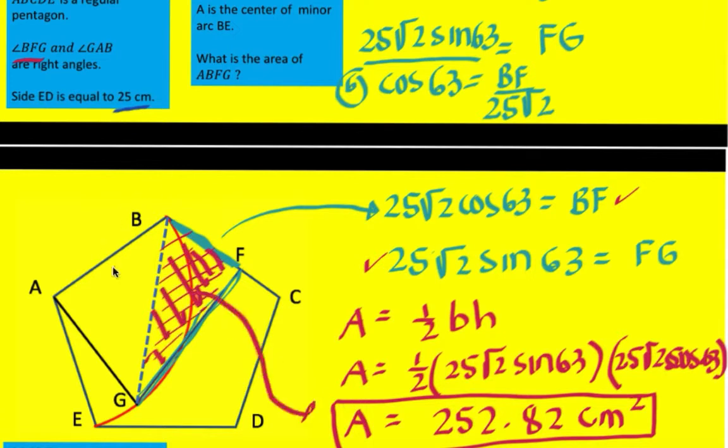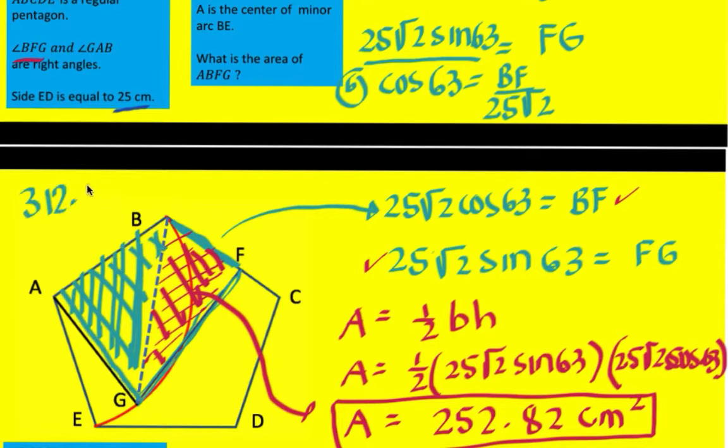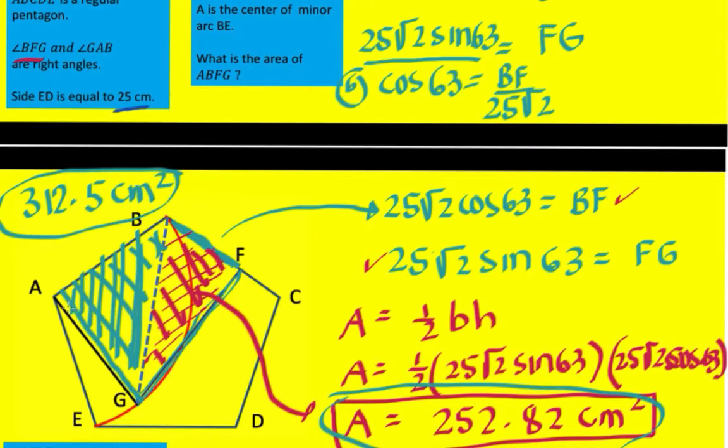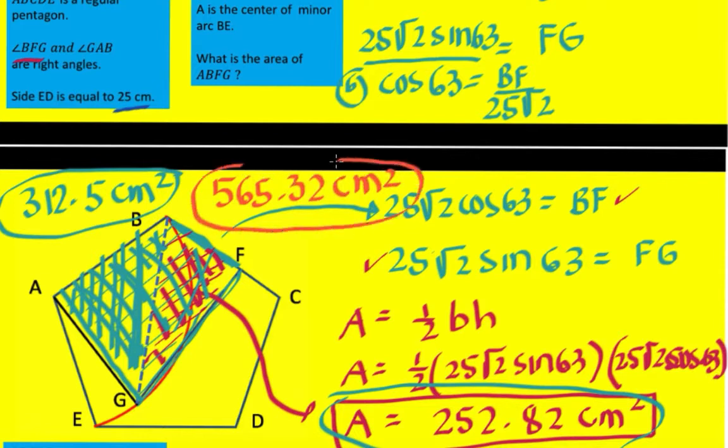And so we now know that the area of one triangle, this part here, is equal to this value, and this other triangle we computed earlier to be equal to 312.5 centimeters squared. So adding this value plus this value, the combined area of the two triangles, the area of this quadrilateral, is equal to 565.32 centimeters squared, rounded off to 2 decimal places. So that is how we solve this problem.